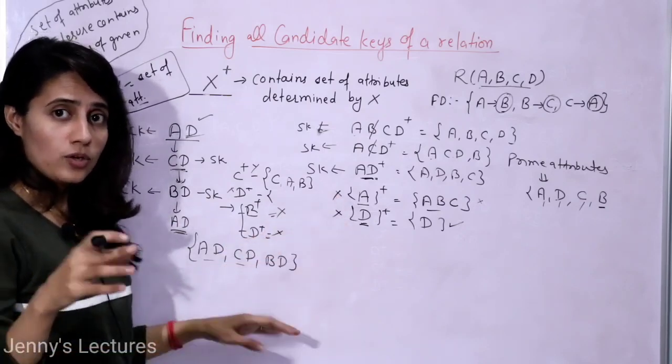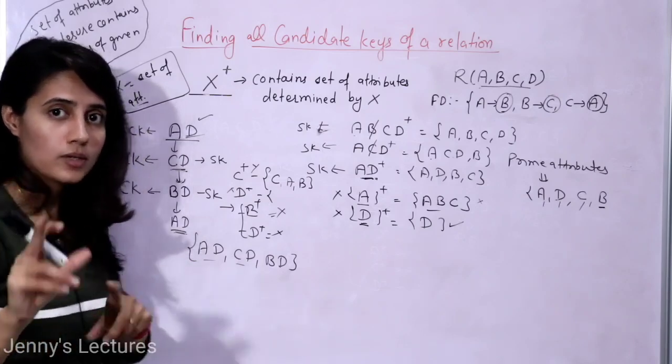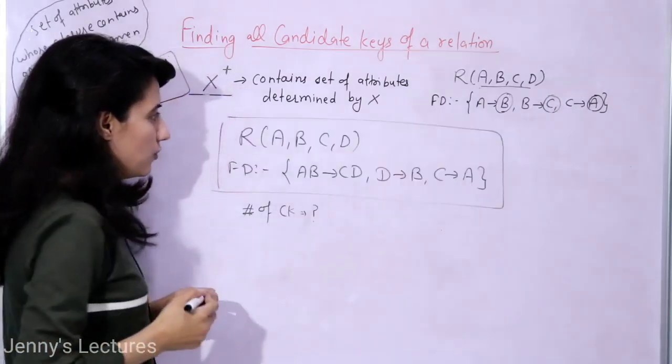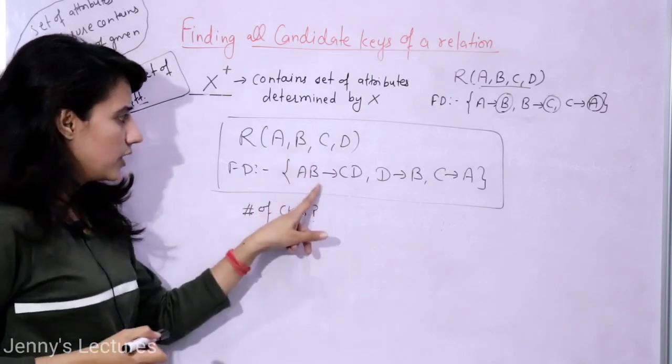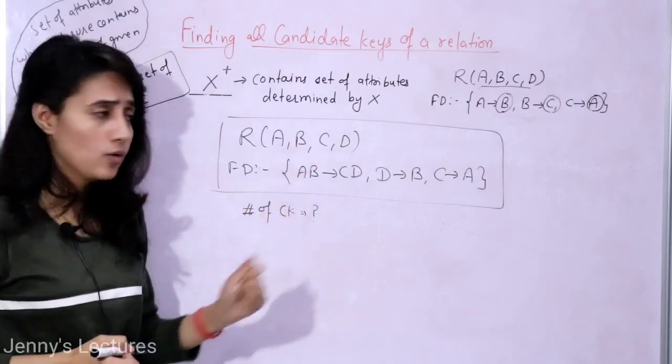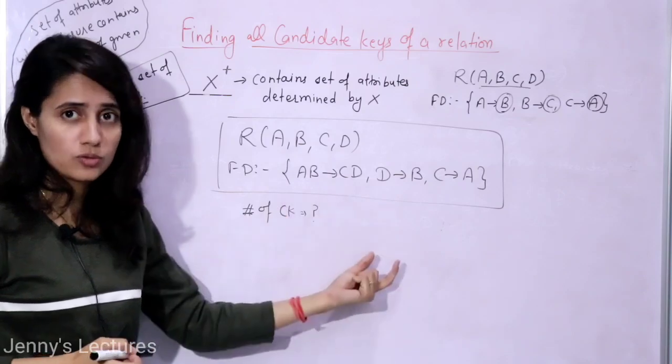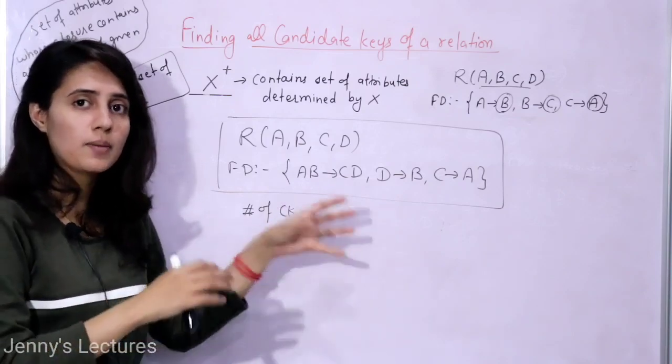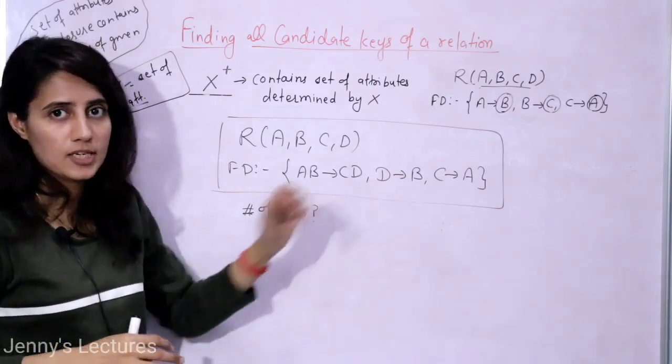Now I want to give you one question and you need to solve it. So now this is a question for you. This is a relation, these are the given functional dependencies, and you need to find the number of candidate keys and what those candidate keys are, as well as what the prime attributes available in this relation are, right?